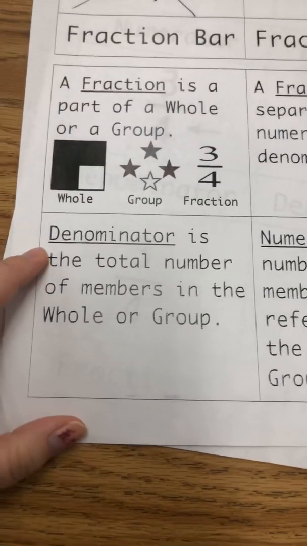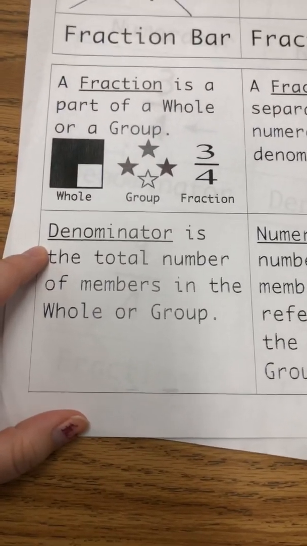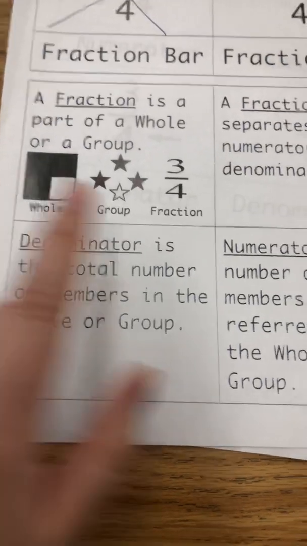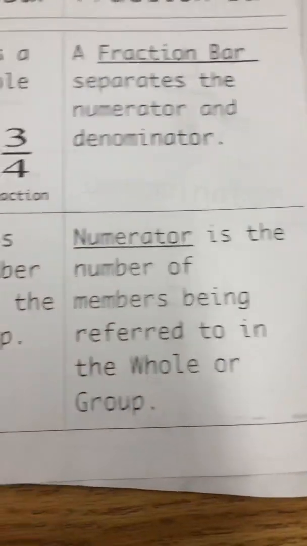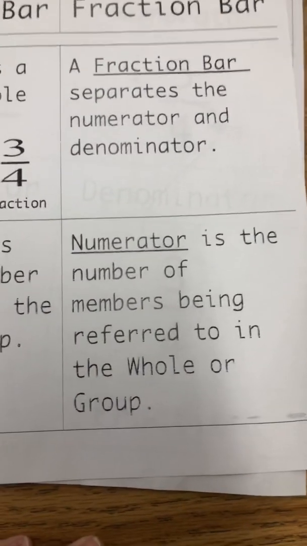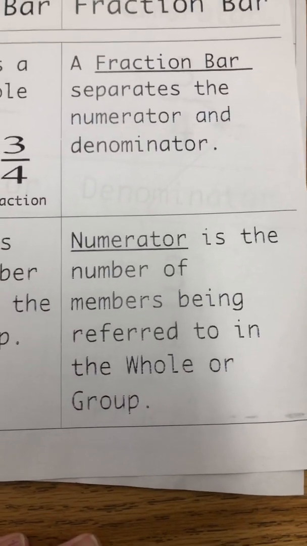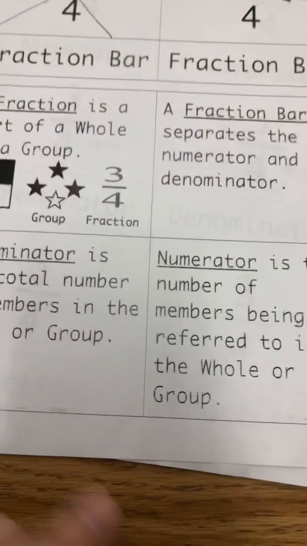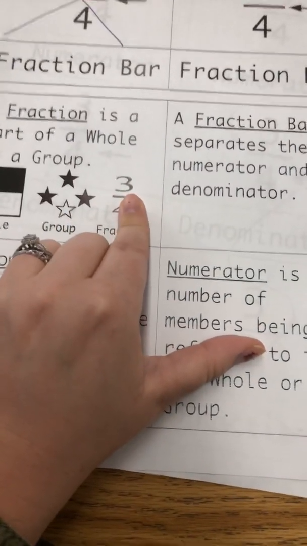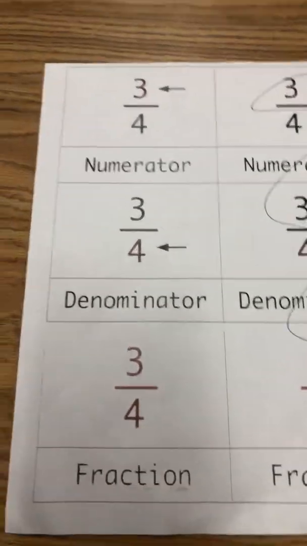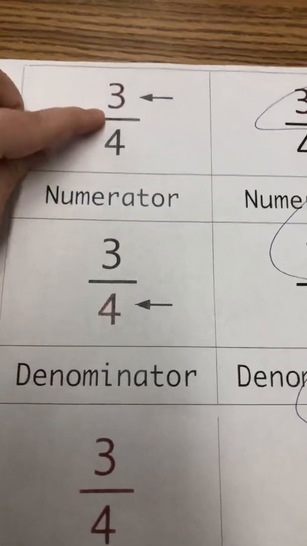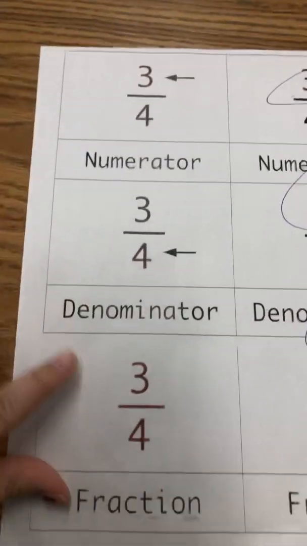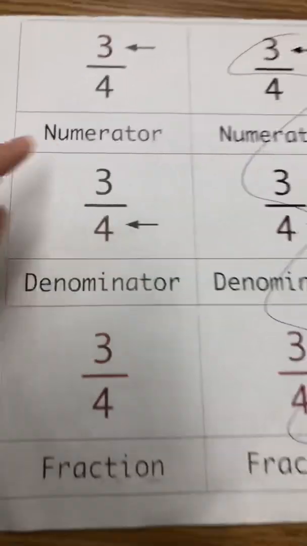A denominator is the total number of members in the whole or the group. So right here, that is the denominator. Then we have the numerator. The numerator is the number of members being referred to in the whole or group. So the numerator is something that might be shaded in. Then over here, we just have the arrows pointing over here. Numerator is the 3, it's the top number. Denominator is the bottom number.